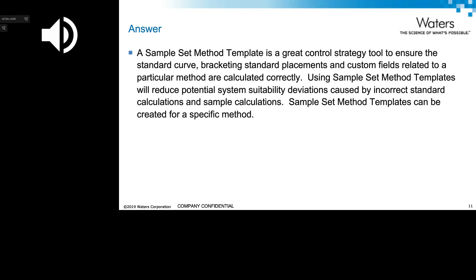So this could potentially reduce any system suitability deviations caused by putting in incorrect values or placing standards in the wrong spot in the queue, or not having the right information from the samples to make the calculations. So this can be a very good tool as a control strategy to ensure that these things take place in a consistent fashion so that over time we can indeed look at the performance of our chromatographic method. So, great question. Thanks. I appreciate that.